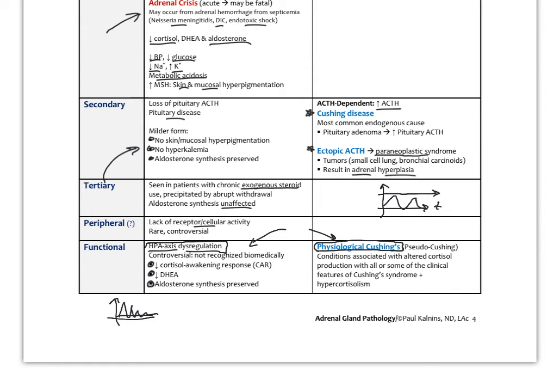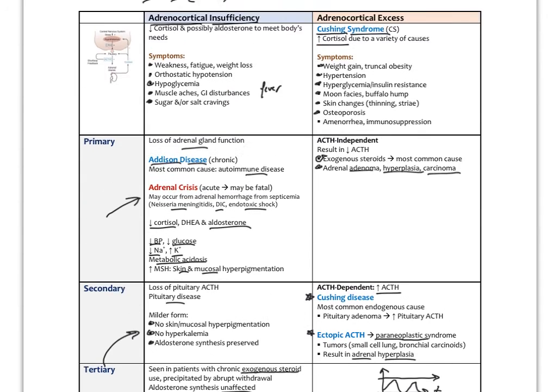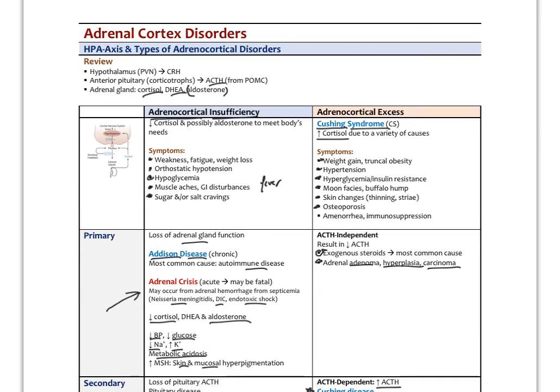Physiologic Cushing's, we also call it pseudo-Cushing. This is going to be associated with any condition that alters the cortisol production, and it's going to have some of the clinical features of Cushing's and hypercortisolism. And I'll go over those causes like pregnancy or severe stress, things like that. Again, this would all cause HPA axis dysregulation. Okay, so that's a quick overview of the cortisol disorders. Again, aldosterone is going to have its own tumor, and that's from an adrenal adenoma causing Conn syndrome.